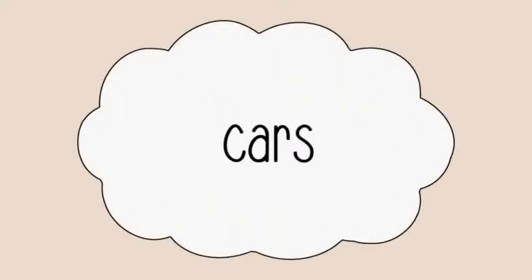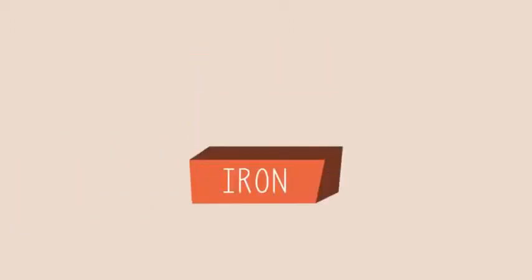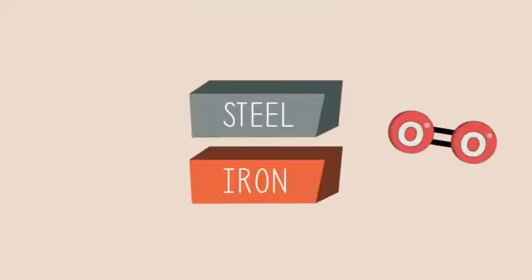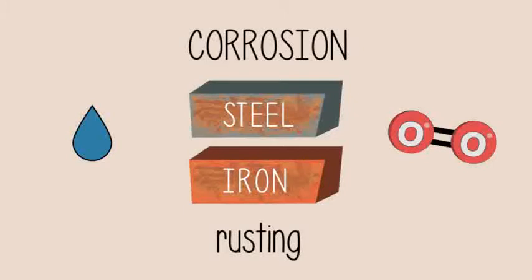Let's think about cars for a moment. The car that you've had in mind was likely painted with your favorite color. The paint is not only there to make your car look pretty, but it has a more important purpose, to prevent rusting. When iron and steel are exposed to oxygen and moisture, rusting will occur. Rusting describes the corrosion of iron and steel.